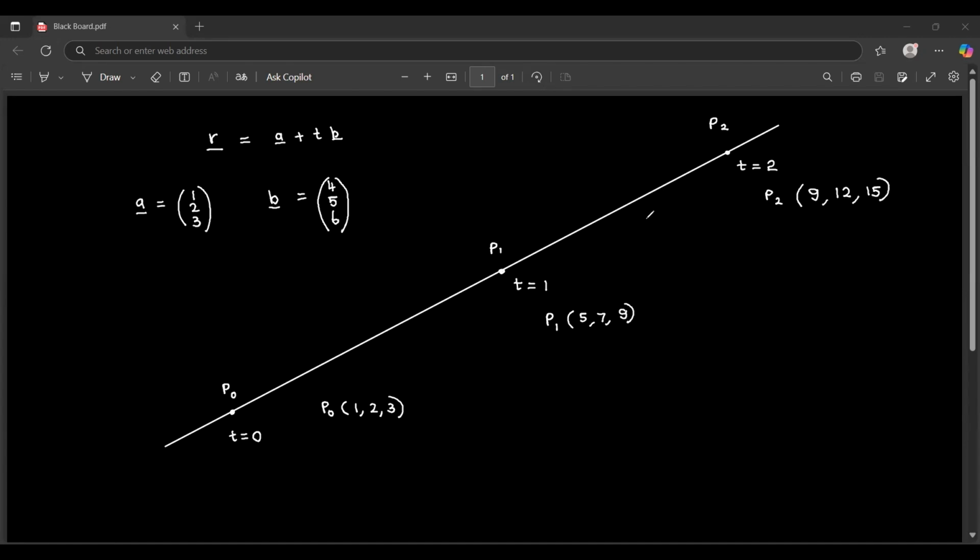And I can actually track an infinite number of points. Why? When I substitute a value for t, I can derive a different position vector for different points on the straight line. Simple as that.